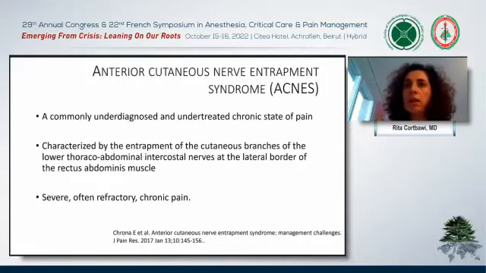We've been seeing a lot of anterior cutaneous nerve entrapment syndrome in the department, most probably because these patients have severe refractory pain. They come very often to the emergency department, and all of their laboratory testing and their imaging studies are normal. So it's quite complicated to treat them, yet the patients keep on coming back with very severe pain.